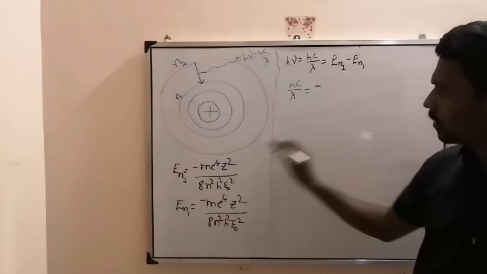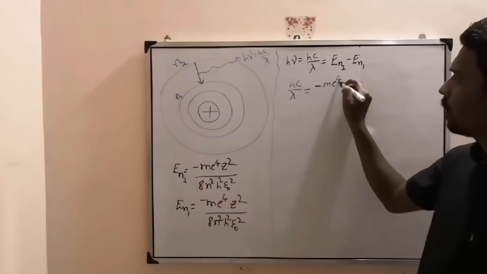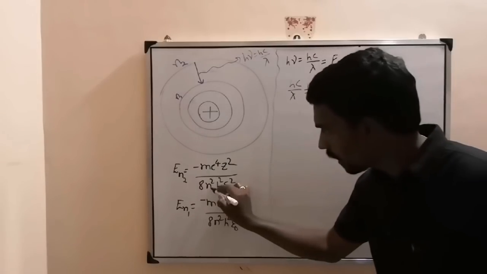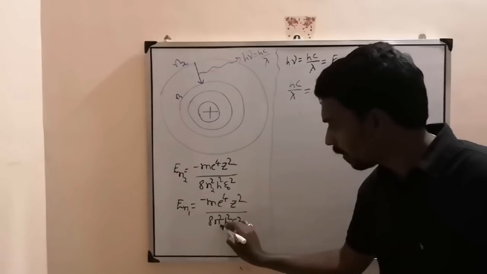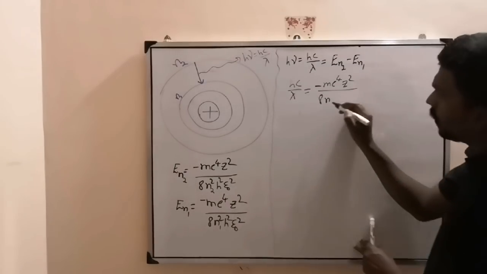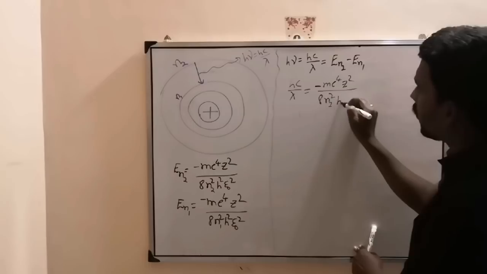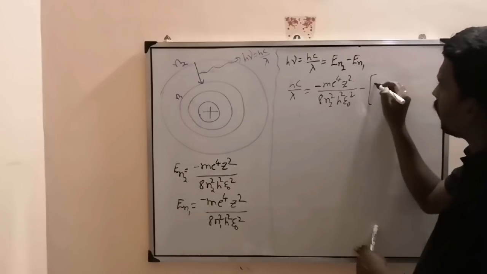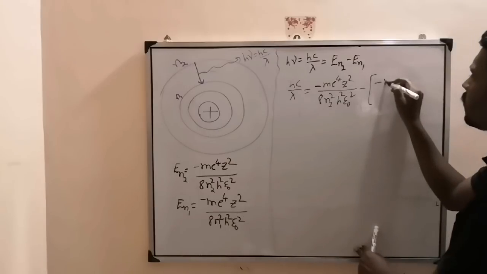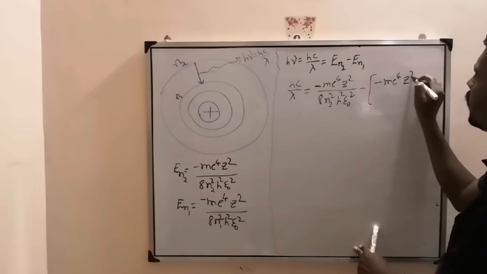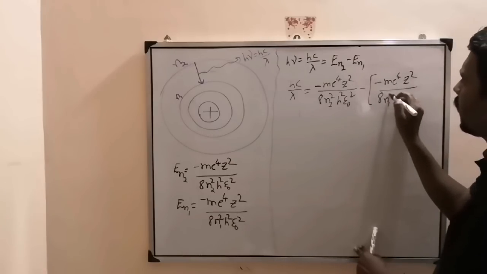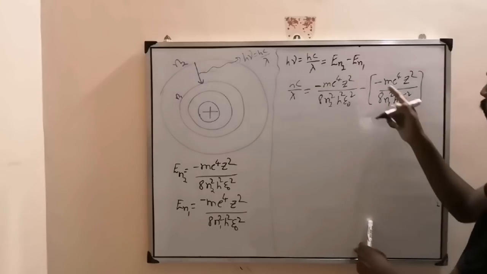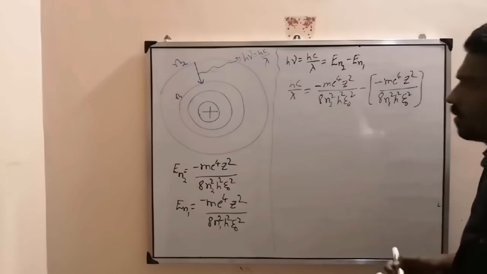First, let's just substitute the values. Minus m e power 4 z square by 8 n2 square h square epsilon naught square. Sorry, here n2, here n1. Now minus E n1, minus m e power 4 z square by 8 n1 square h square epsilon naught square. Now minus of minus plus.